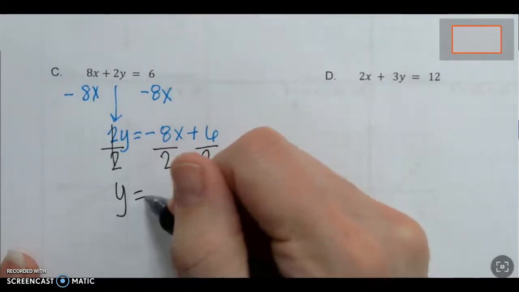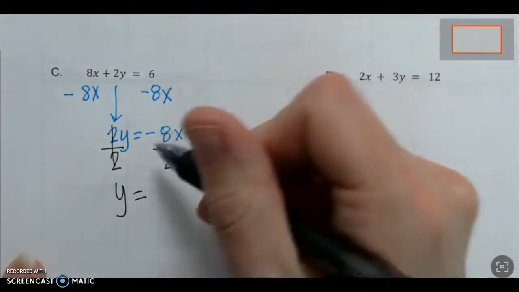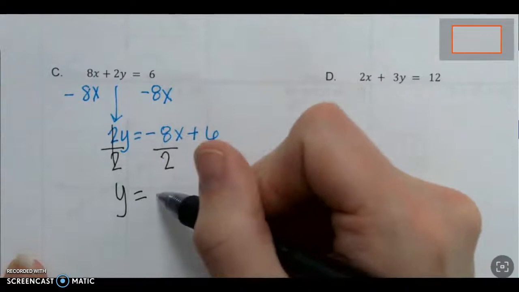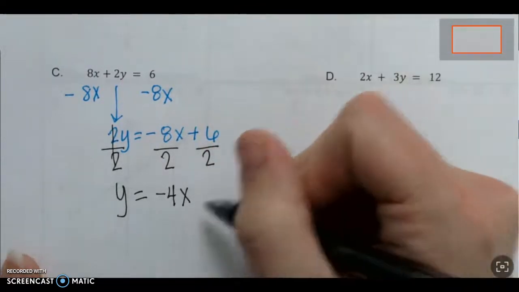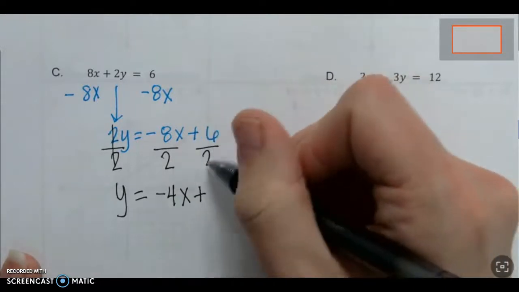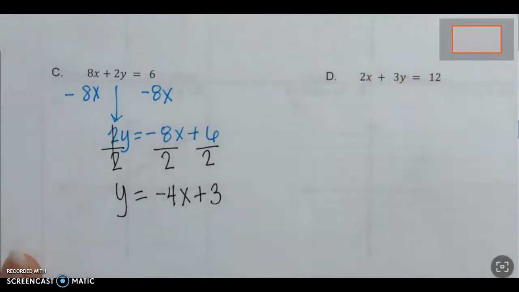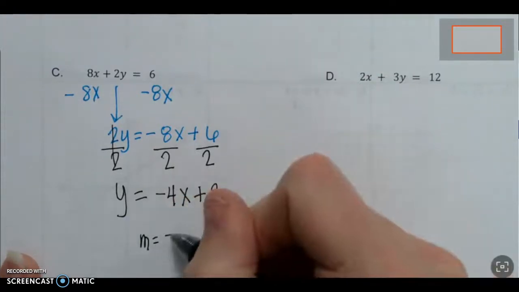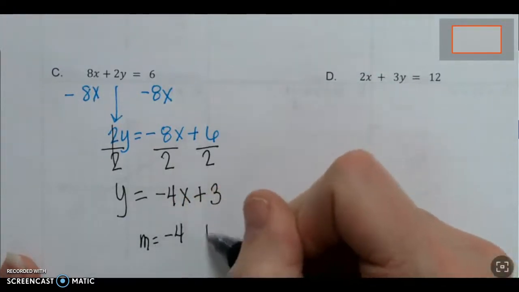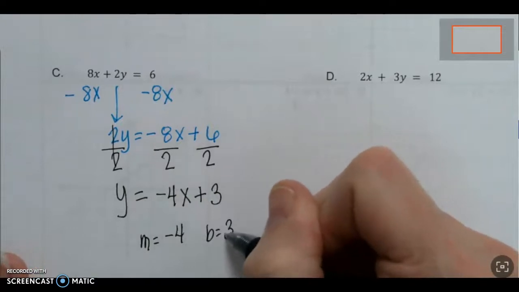If they don't, we're going to leave them as fractions. -8 divided by 2 just happens to come out as -4. If it didn't come out, I would leave it as a fraction. 6 divided by 2 is 3. From here, I can tell you what my m is, and back here at the back, I can tell you what my b is.